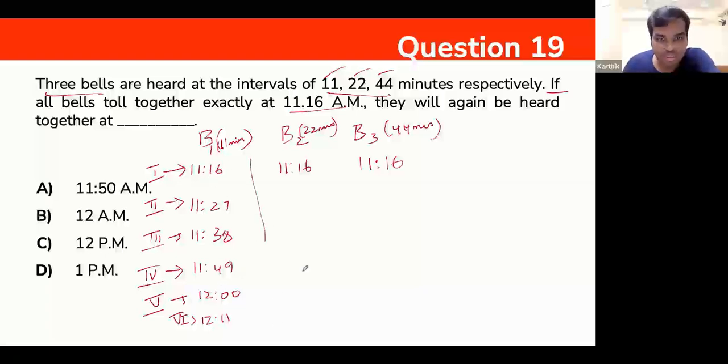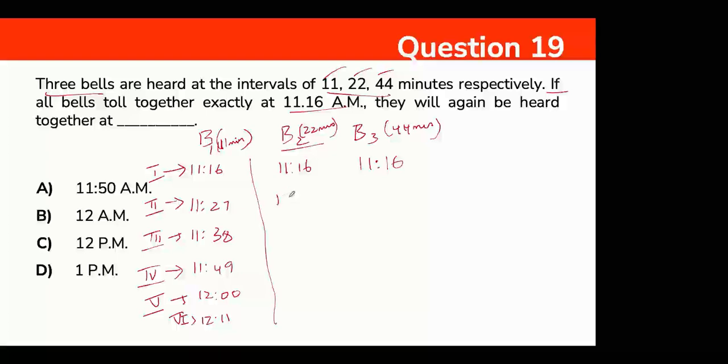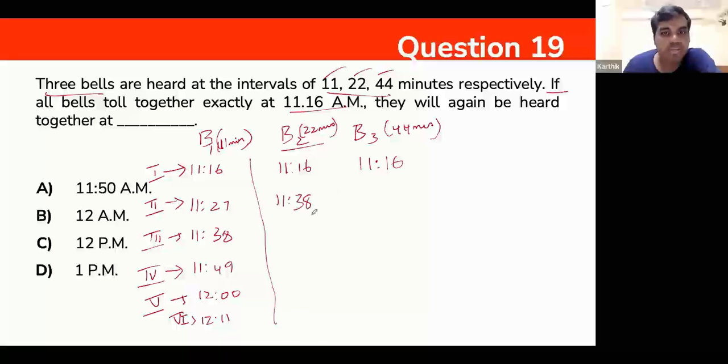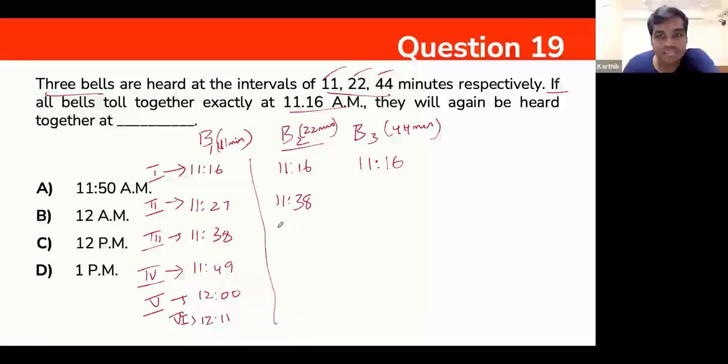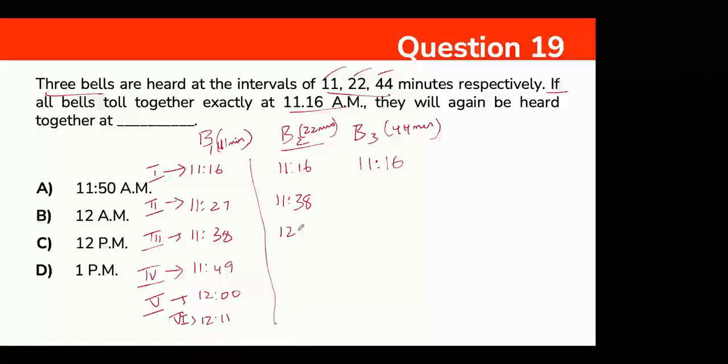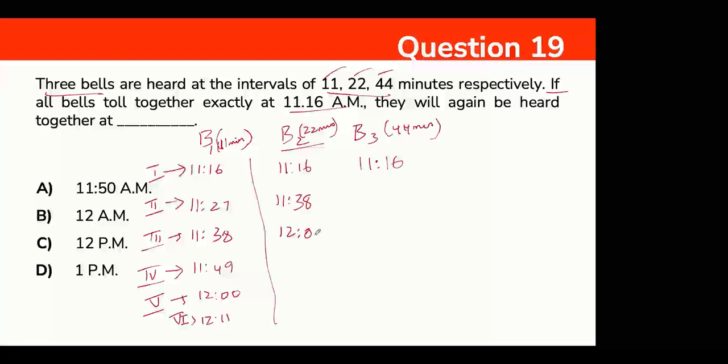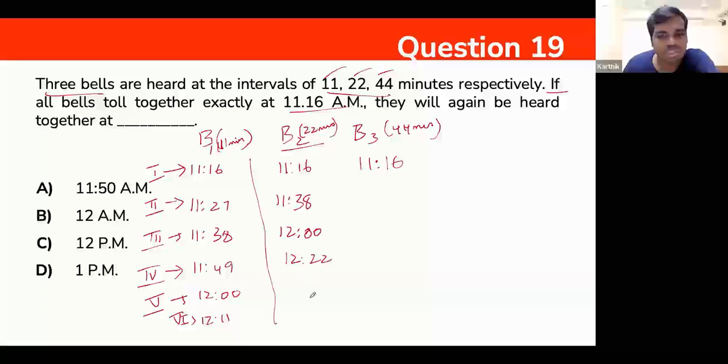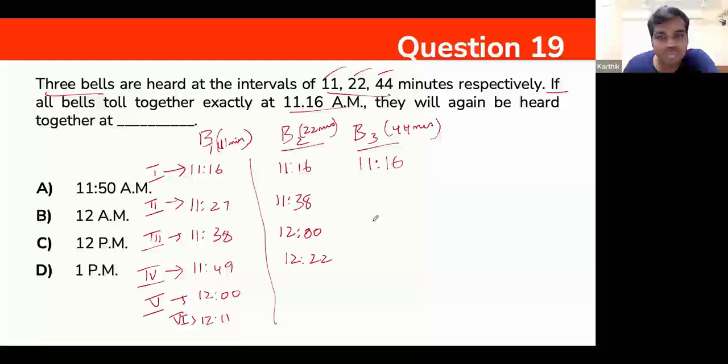Now come to our bell 2. When will the second bell ring? At what time will it ring? 11:38. Right? And next time 12. It will ring at 12. It will ring again 12:22. This pattern goes on. Now our bell 3 will ring at what time?